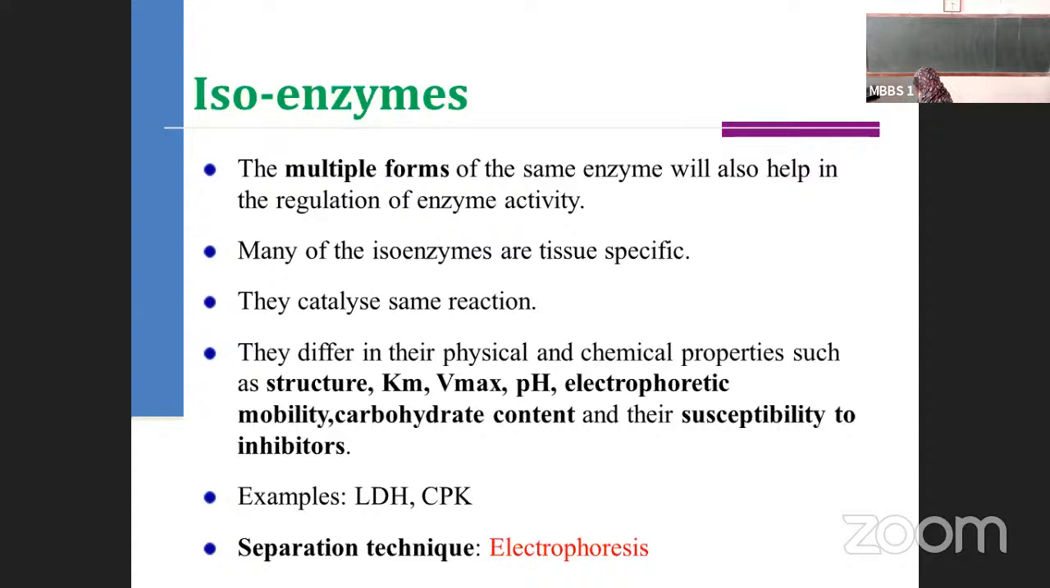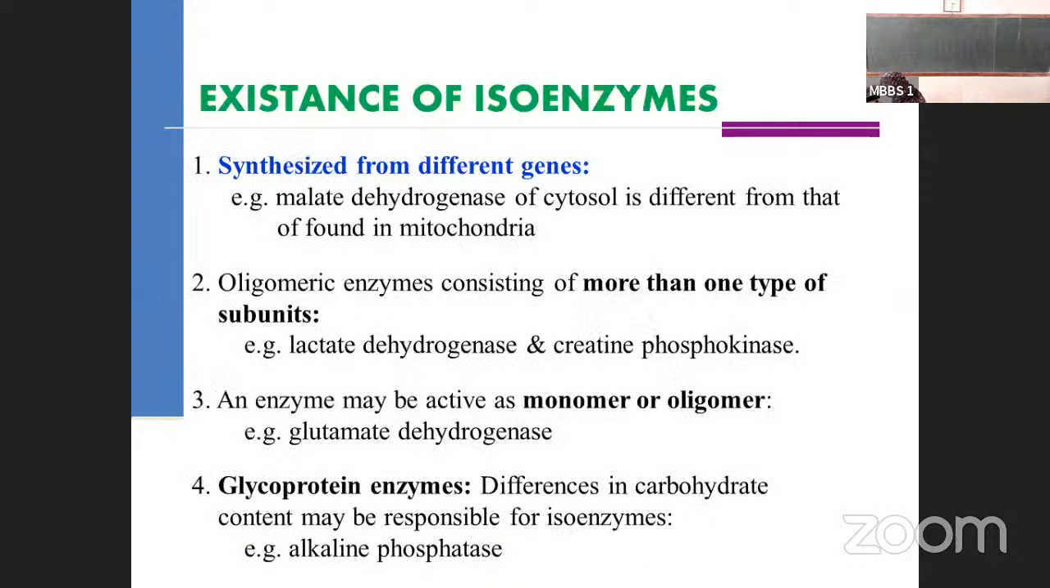Examples of isoenzyme are LDH. LDH is what? Lactate dehydrogenase. CPK is what? Creatine phosphokinase. So what is the method of separation or identification of the isoenzyme? It is mainly by electrophoresis. Electrophoresis is a special technique that we are going to learn later.